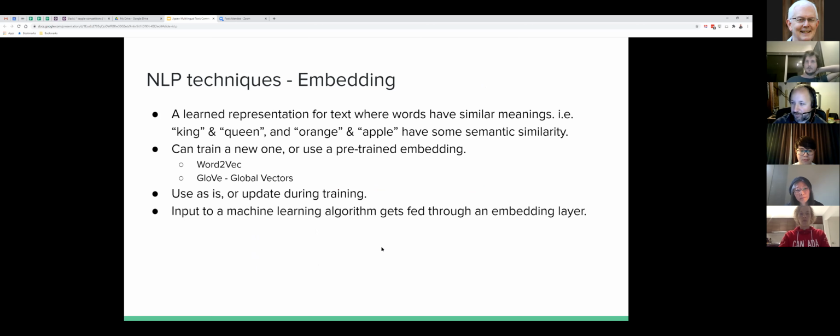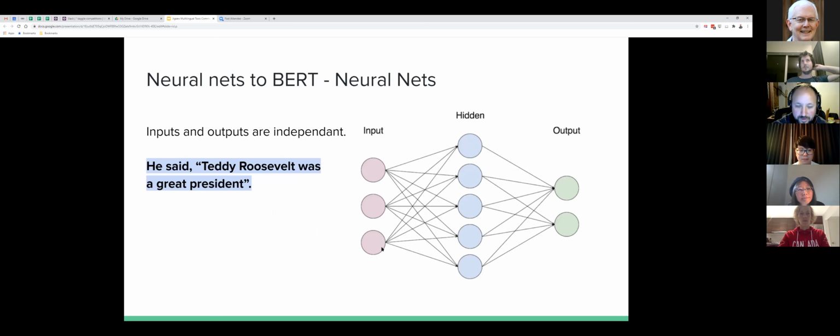So there's a bunch of different embeddings which have been pre-trained, like Word2Vec and GloVe, which I'm sure a lot of you might be familiar with, that you can basically use as a first step. When you put your input through, you can then work out the semantic similarities between words, like king and queen both being royal and orange and apple both being fruit, for example. But I'll go through that.